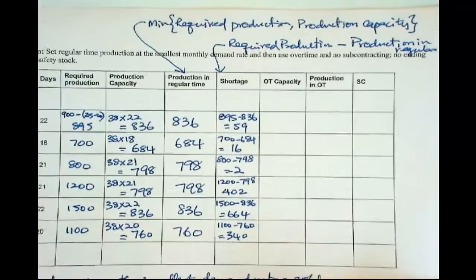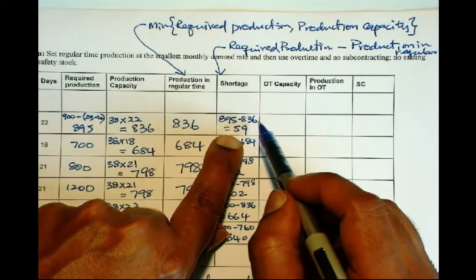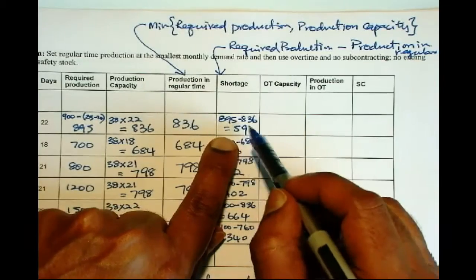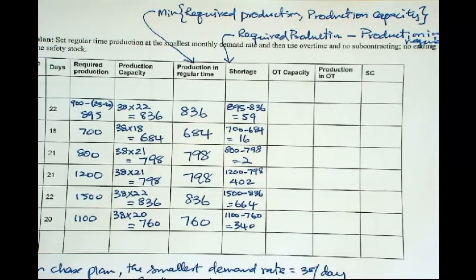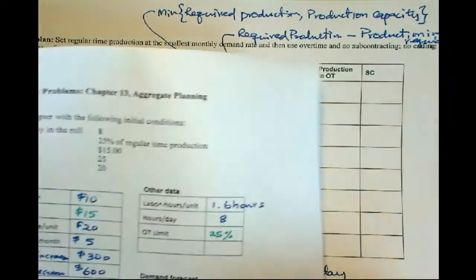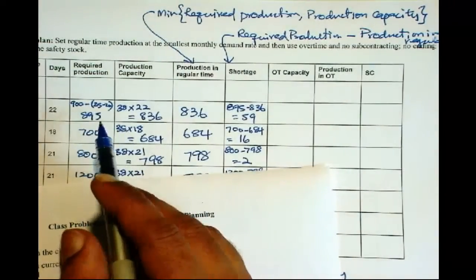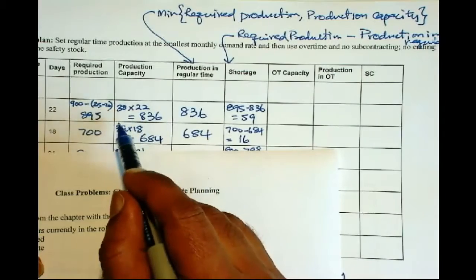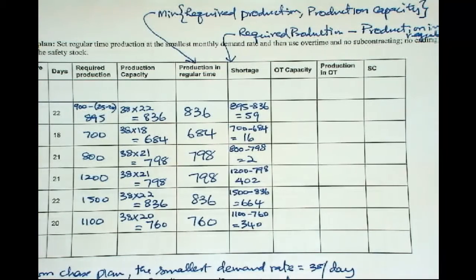Next is overtime capacity. So we have to first determine what is our overtime capacity, and then we need to determine how much of this 59 can be made up using overtime capacity. So remember, from the first page, we know that the overtime capacity is limited to 25% of regular time production. So whatever the regular time production capacity is, okay, 25% of that is the maximum that we can schedule as overtime capacity. And we'll round this a little bit. So round down, because capacity should be rounded down.